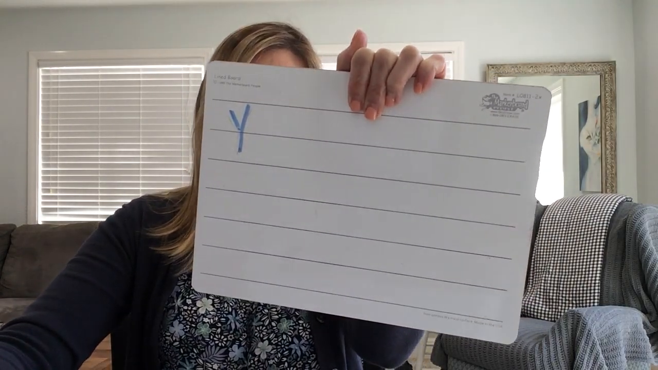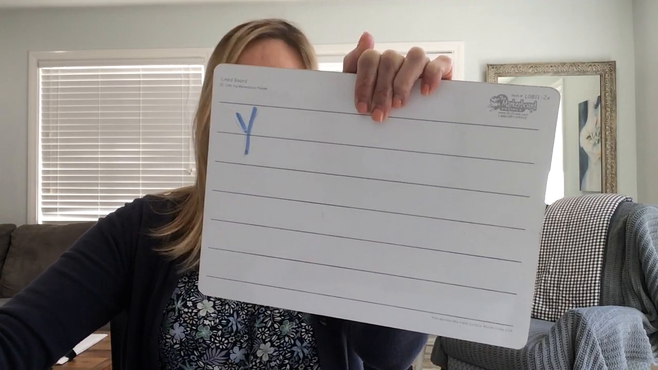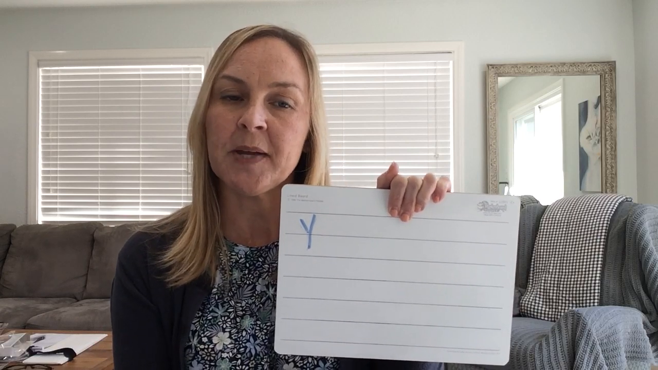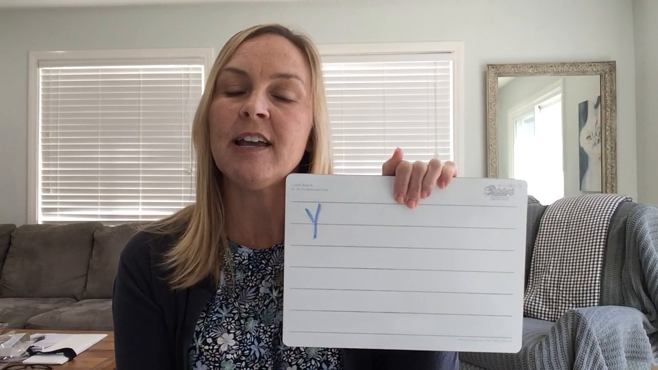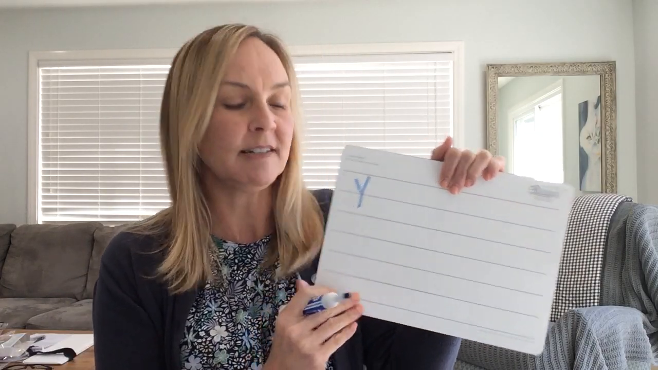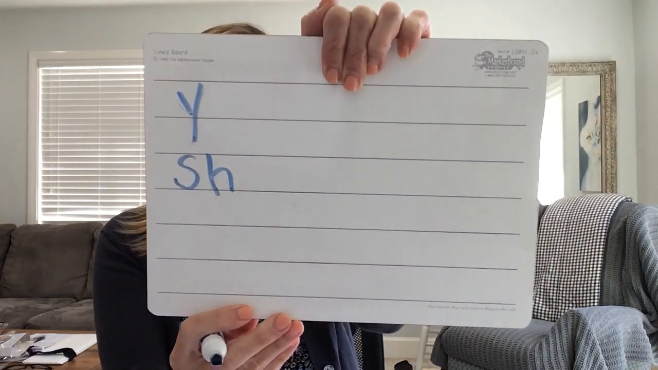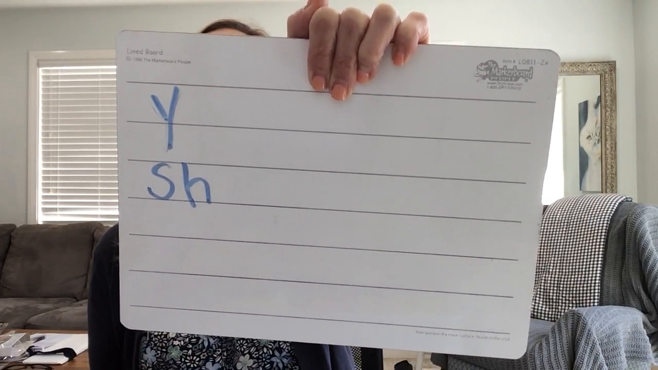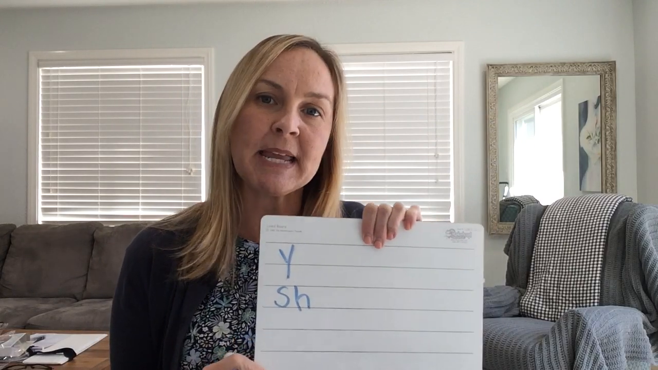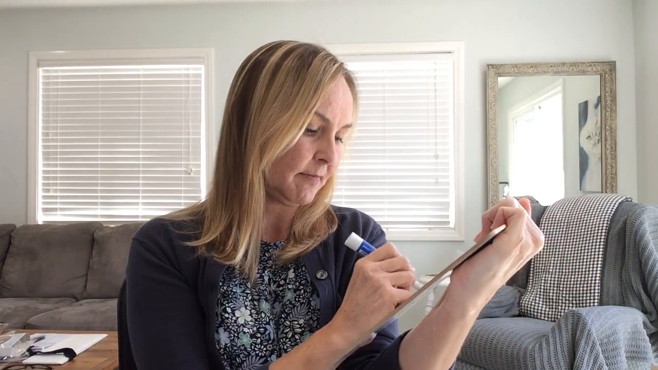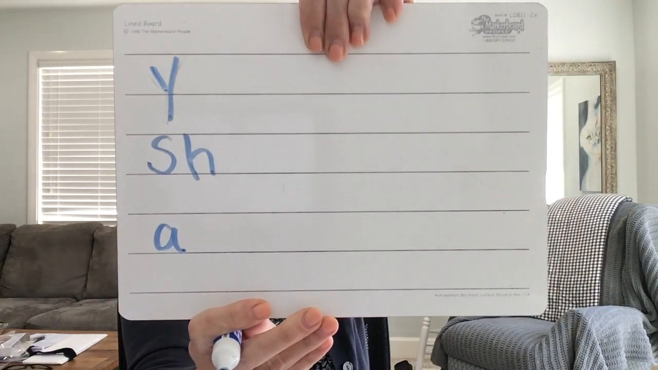The next sound I want you to write down is the sound sh. Go ahead and say the sound sh and write it down. Two letters make up the sh sound. They are S and H. Okay, the next sound I want you to write down is A. What letter makes the A sound? Okay, A makes the A sound.